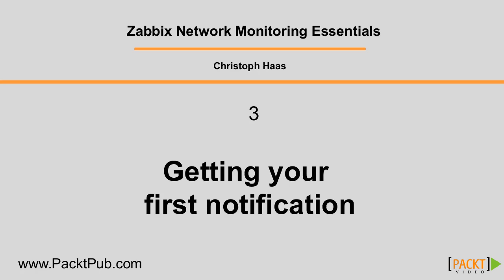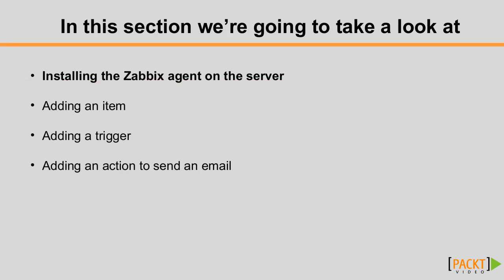Welcome to the section where we deal with getting your first notification. In the previous section, you installed Zabbix on your own server. The focus of this section is actually getting a parameter monitored. It shows how to check for the availability of a certain file and getting an email if the file is missing. It's a straightforward introduction dealing with hosts, items, triggers, media, and action settings.